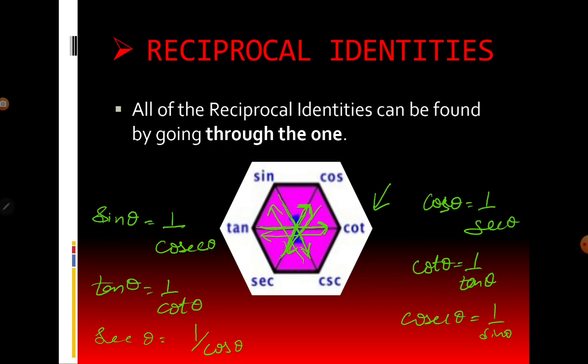So sine theta is a reciprocal of cosecant theta, tan theta is a reciprocal of cot, secant is a reciprocal of cos, and you can say that cos is a reciprocal of secant theta, and then cot is a reciprocal of tan, and cosecant is a reciprocal of sine theta.